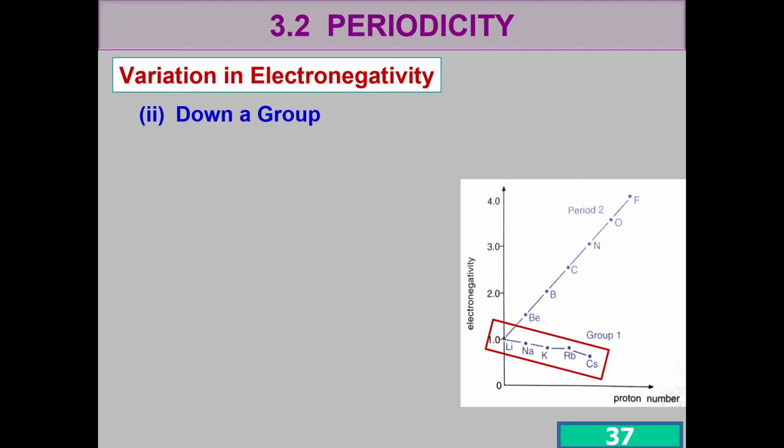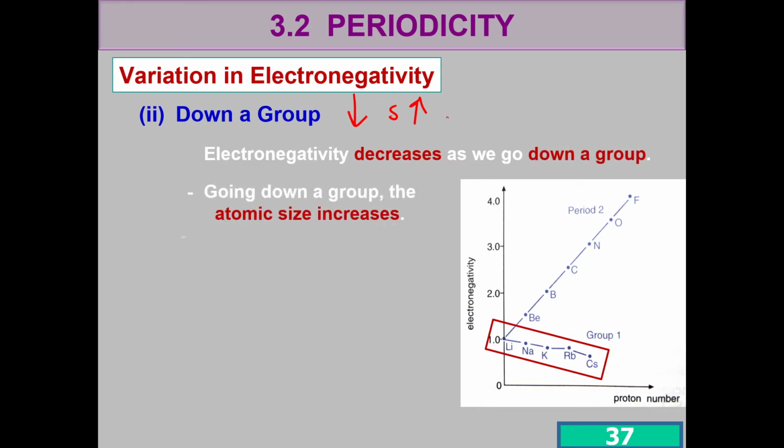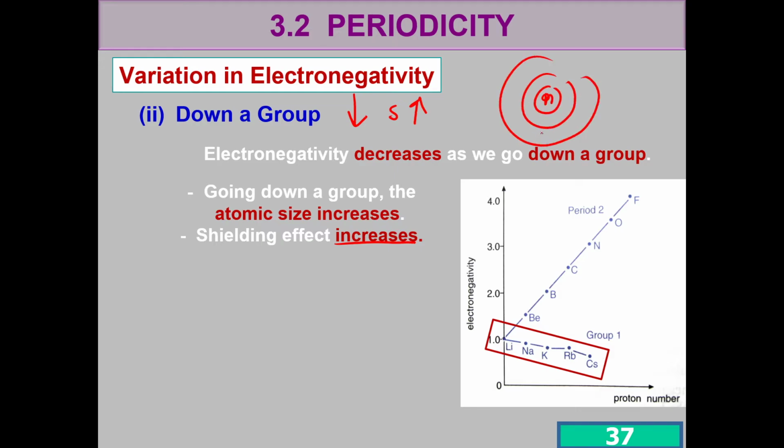Okay, remember, going down a group, apa yang bertambah? Size dia bertambah kan? Makin besar, sebab dia lagi banyak principal quantum number. So size lagi besar, shielding effect increase. Bila size lagi besar, so this is the nucleus, lagi banyak elektron yang dekat dalam kan.